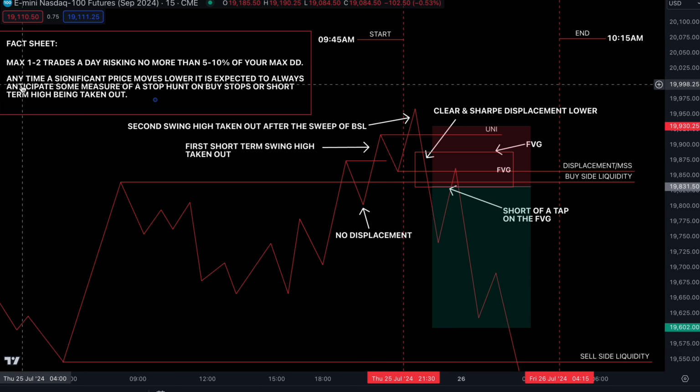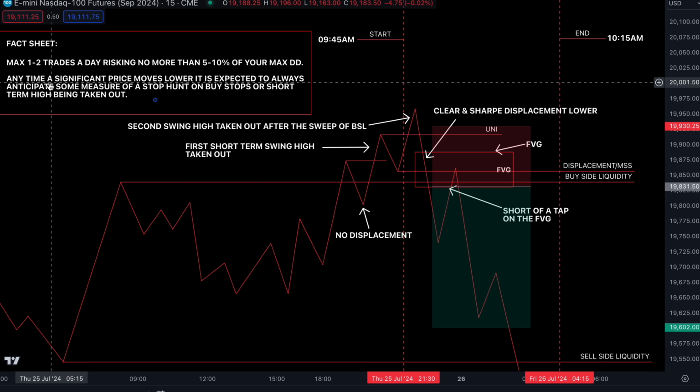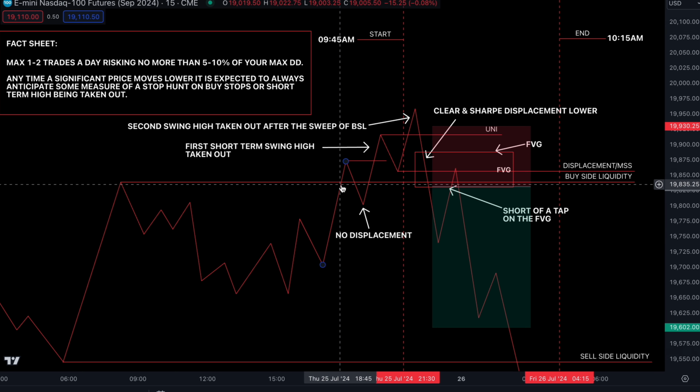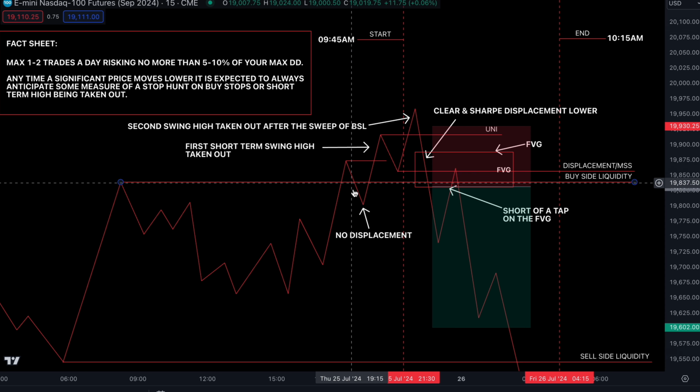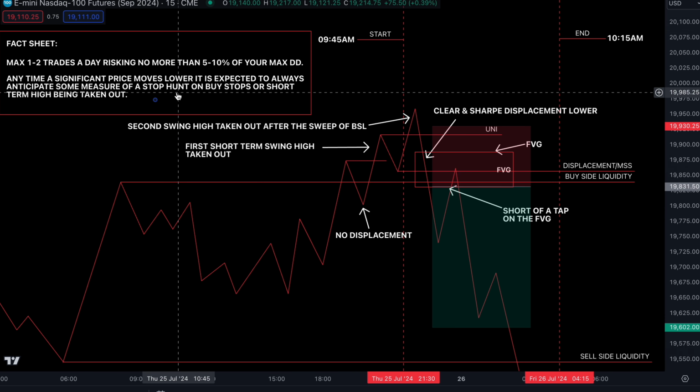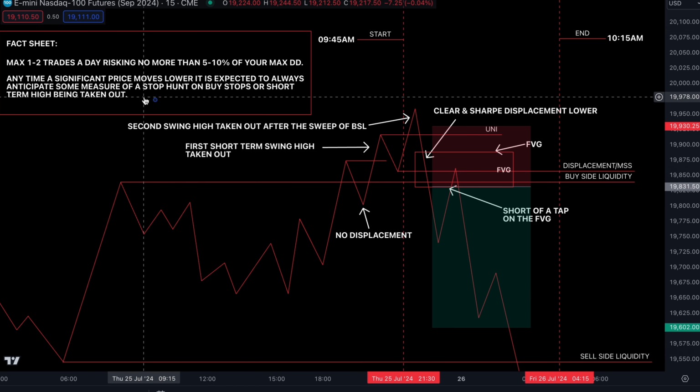And then also, this is very, very important to note. This is a simple bullet point answer to what the unicorn model setup is. Anytime a significant price moves lower, it is expected to always anticipate some measure of a stop hunt on buy stops or a short-term high being taken out. What does that mean? So when price comes up to buy side liquidity here, and the first original sweep of buy side liquidity, which is this, you would look for this, anticipate a short-term high being taken out.